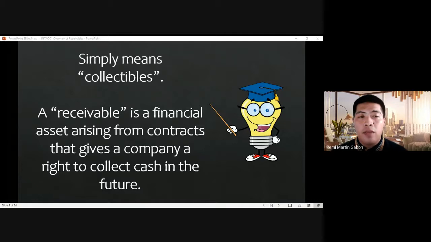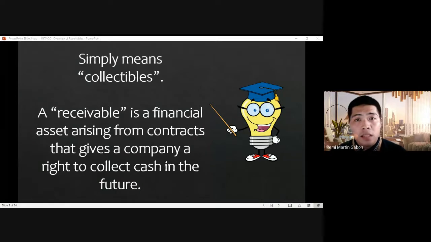But for accounting, there are several definitions that you can read from other reference materials. But I define receivable as a financial asset arising from contracts that gives a company a right to collect cash in the future. Now, we're talking here of financial asset. If you can still remember what I have told you under cash and cash equivalents, financial assets are cash. However, that doesn't only focus on cash items. There are still other criteria wherein financial asset fits. So for example, for receivables, these are rights to collect cash in the future. Under PAS 32, paragraph 11, as provided by that standard, receivables could be financial asset because of that criteria. Okay? So other than cash, receivables are financial asset also.